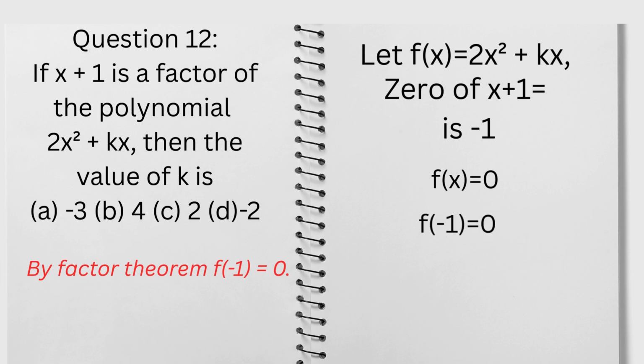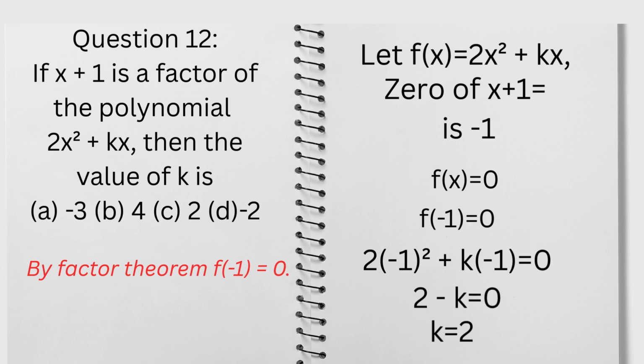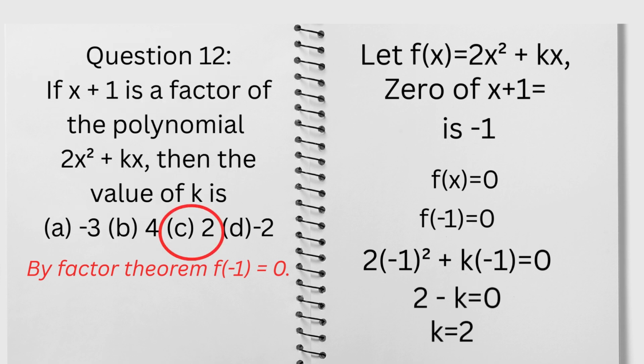Now replacing x with -1 in this polynomial, what do we get? We get 2 multiplied by (-1) raised to the power 2 plus k times -1 equals 0. So (-1) square is 1, 1 into 2 is 2. This implies k is equal to 2 in this case.